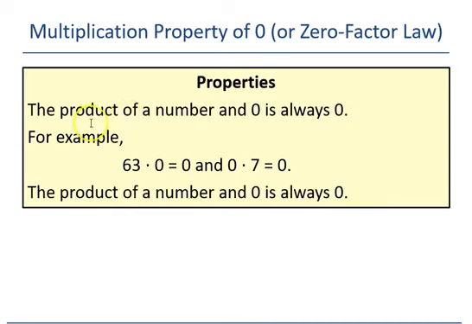Okay, the product of a number and 0 is always 0. So 63 times 0 and 0 times 7 equals 0. We call that the zero factor law, or the multiplication property of 0. But like I've said, don't get hung up on too many of these. Just learn the rules of them. The names will come later. Let's just remember the rules.